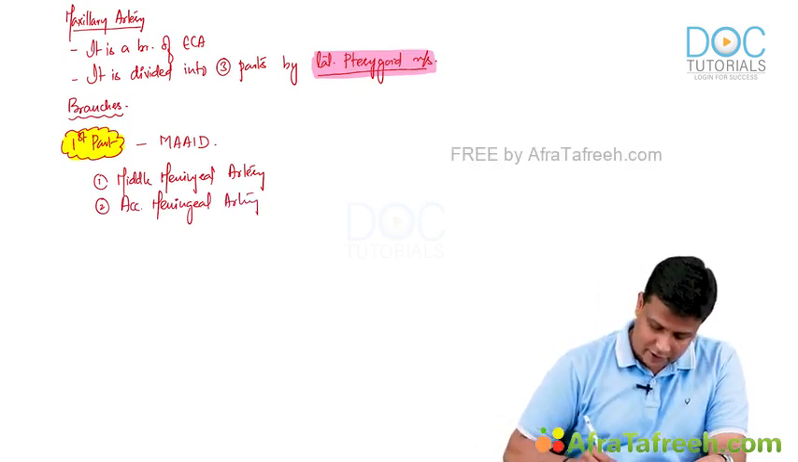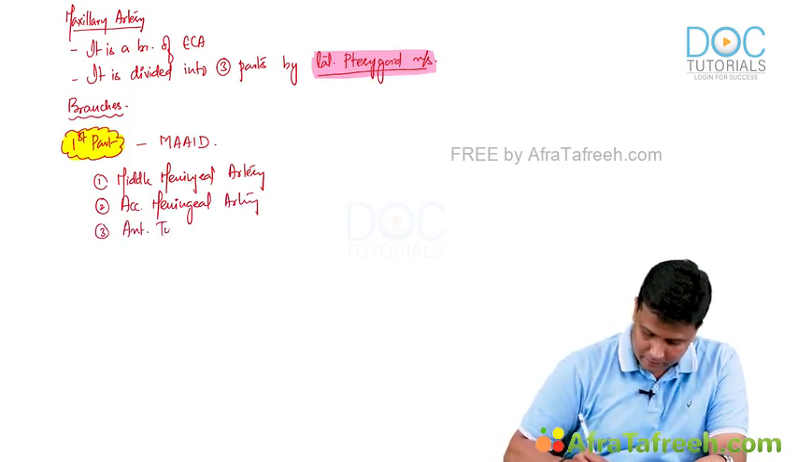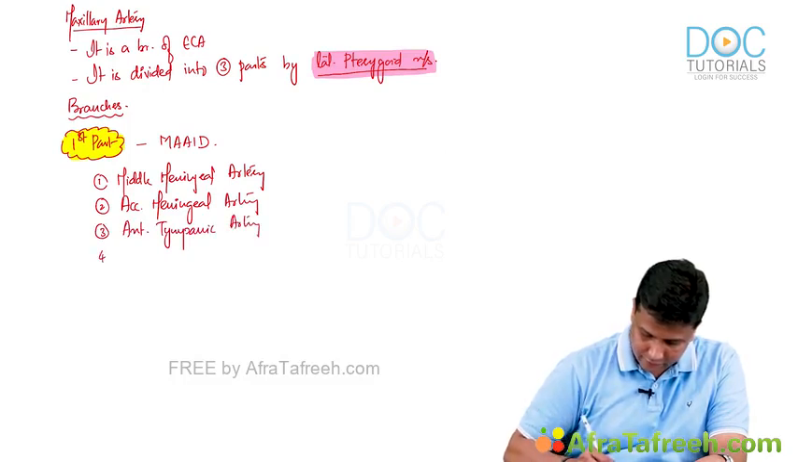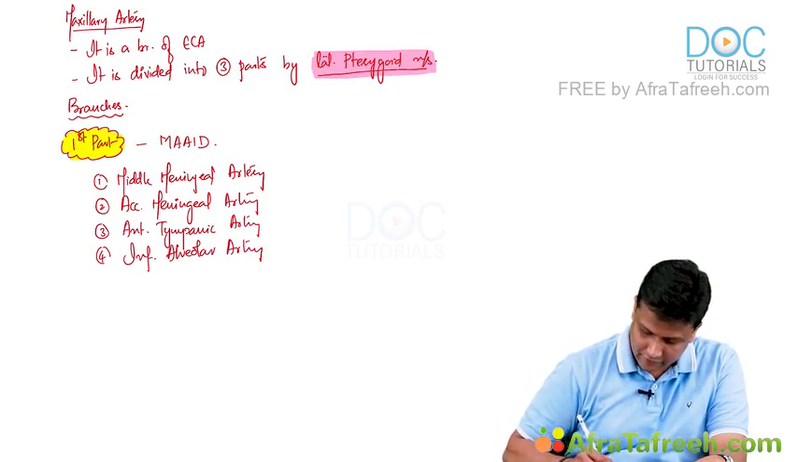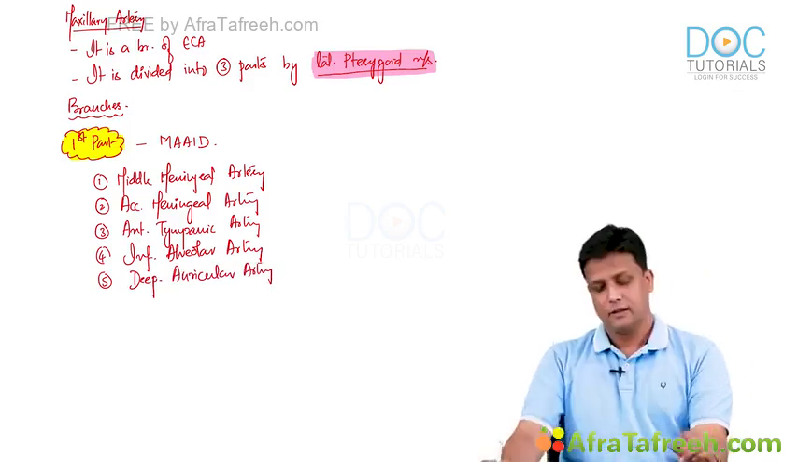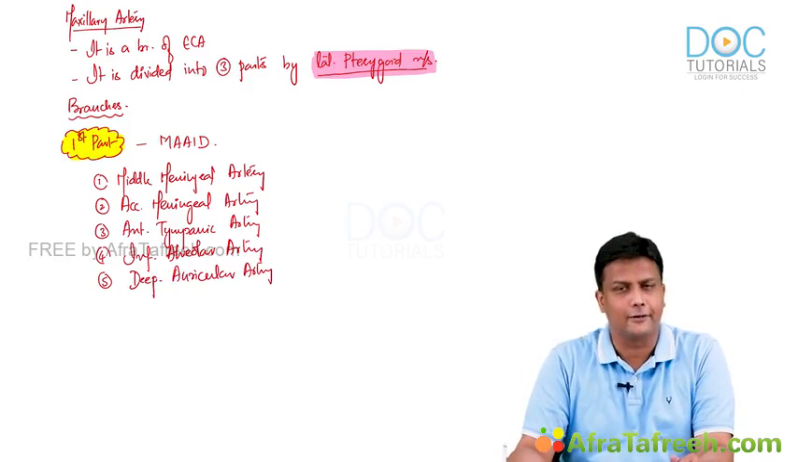Then one more A there stands for anterior tympanic artery. Anterior tympanic artery. And then number 4, I stands for inferior alveolar artery. Inferior alveolar artery. And finally in MAID we have got D, and the D stands for deep auricular artery. Deep auricular artery, guys. So those are the 5 branches given from the first part of the maxillary artery, MAID.